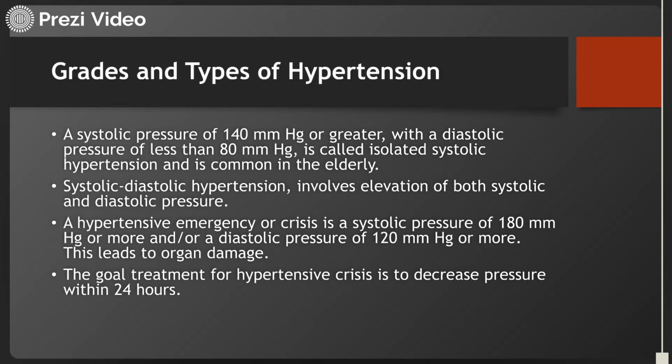So grades in hypertension again, a systolic pressure of 140 or greater with a diastolic pressure of less than 80 is what we call isolated systolic hypertension, and it is really common in elderly patients.